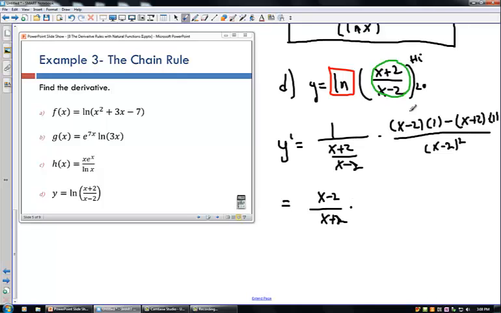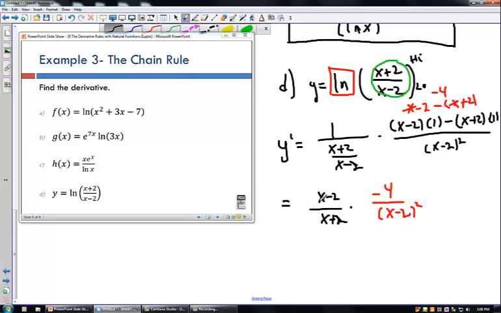And then all times, up here on top, let me switch colors, I have x minus 2 minus the quantity x plus 2. And so what's going to happen is that x minus x is going to cancel. I have negative 2 minus 2, which is a minus 4. So I'm going to have a minus 4 on top, and then an x minus 2 quantity squared on the bottom.